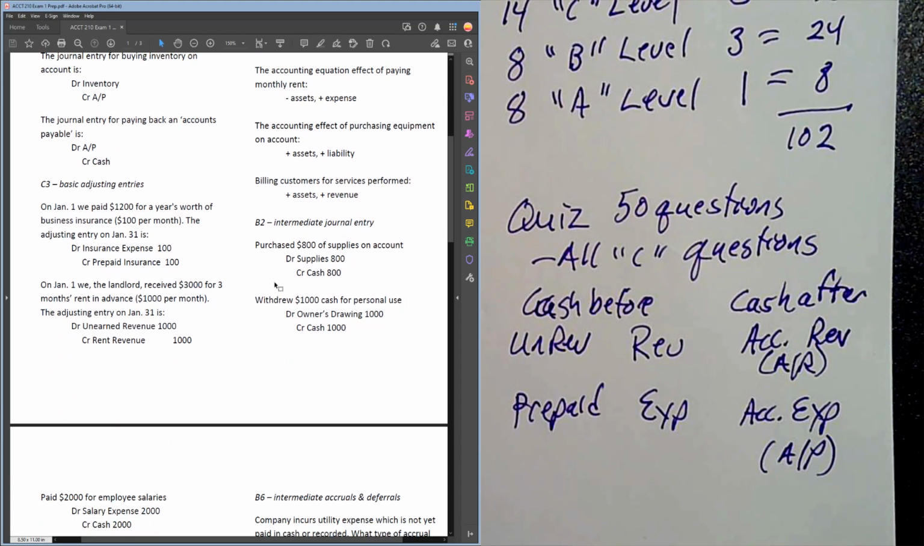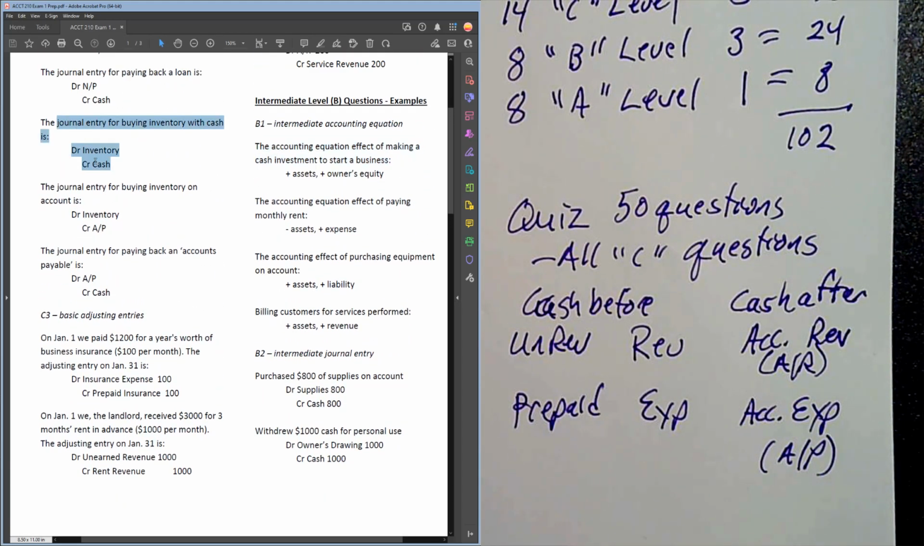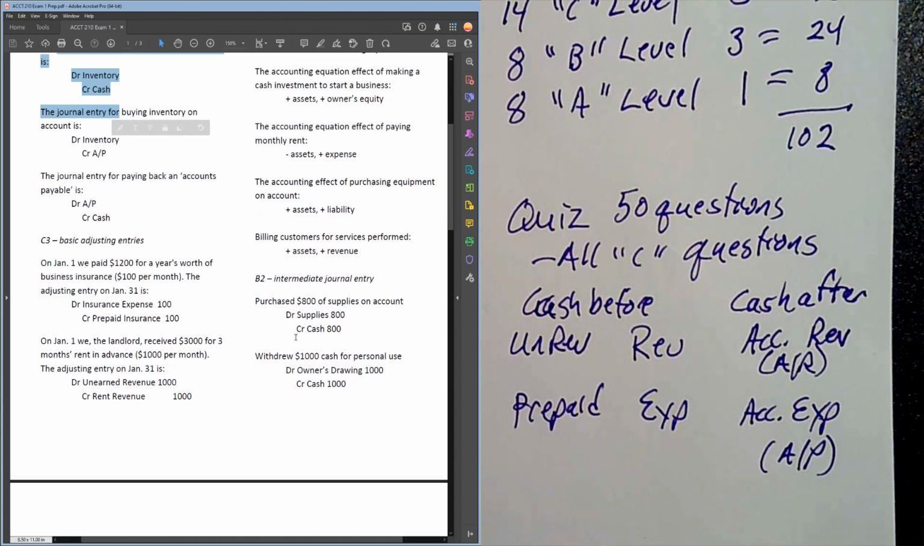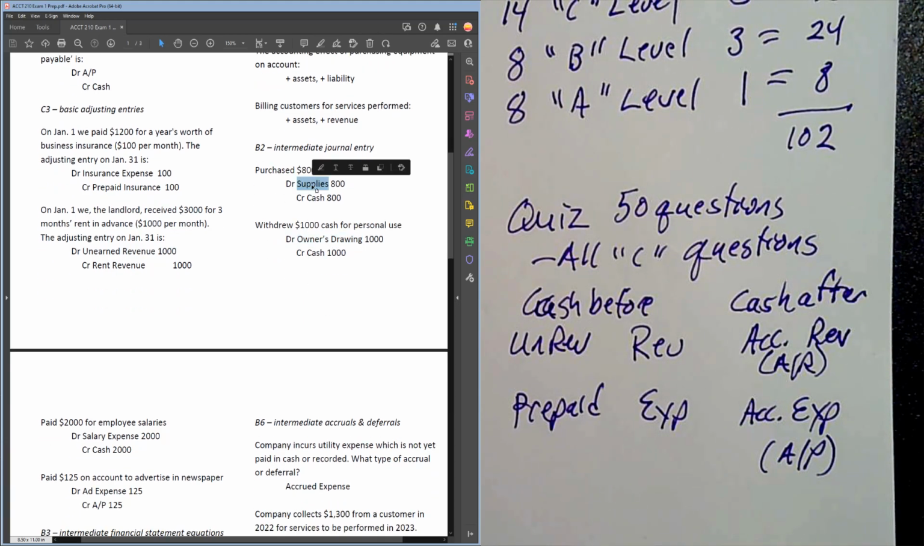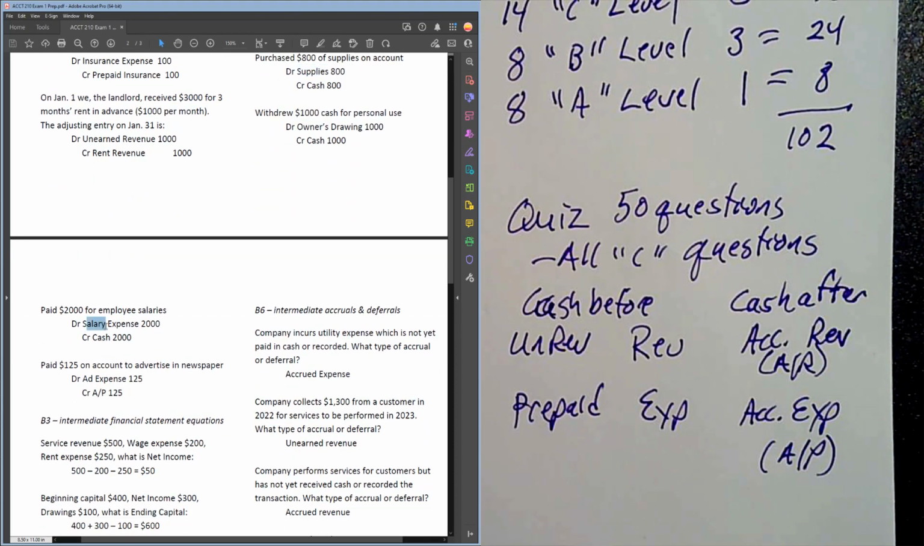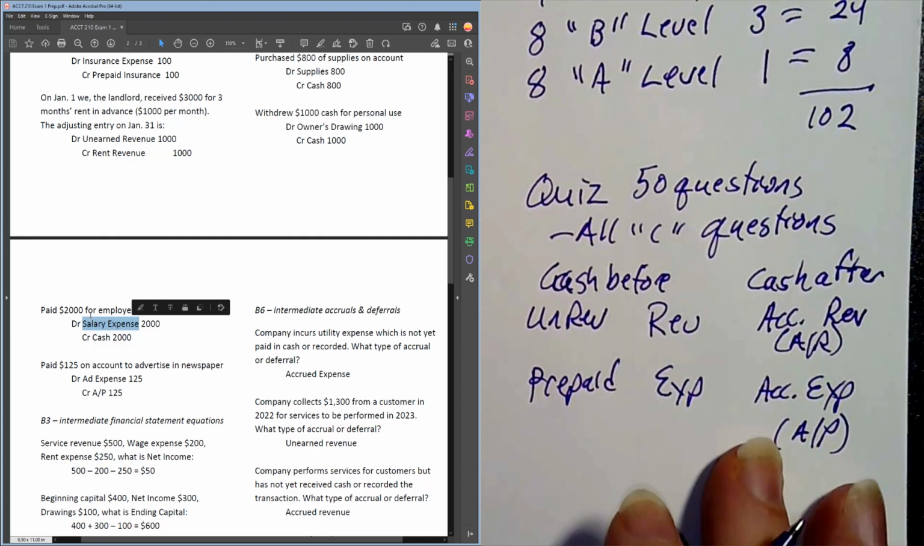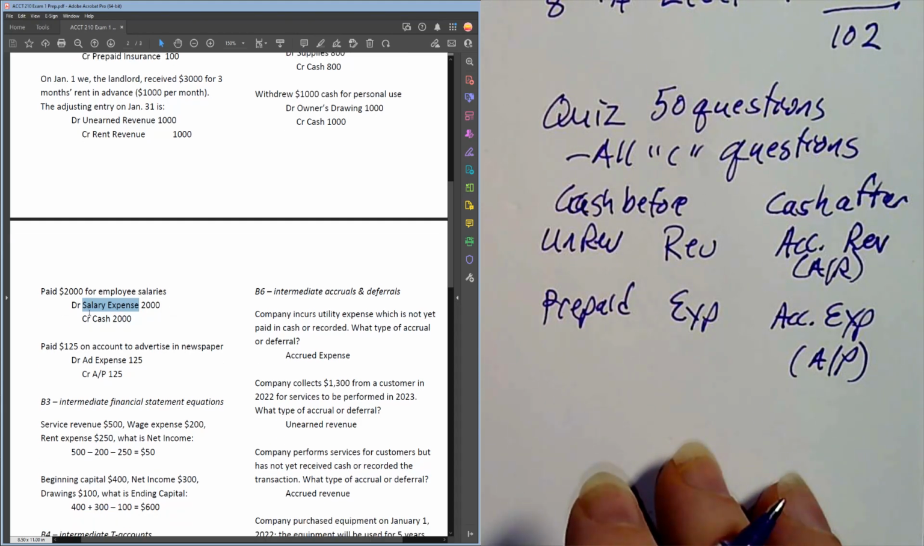Intermediate journal entries, well, again, we have some basic journal entries over here, and for the intermediate journal entries, I'm just adding some dollar amounts. Sometimes that throws people off, or I'm using accounts that we don't use that often, but that you would still have to know, like owner's drawing or supplies or a salary expense, that sort of thing. So it's not necessarily that they're much more difficult than the basic. It's just that there's an additional element, whether it's a less common account or the dollar amount. You would still have to be able to recognize it, or at least recognize it enough to guess from the multiple choice.